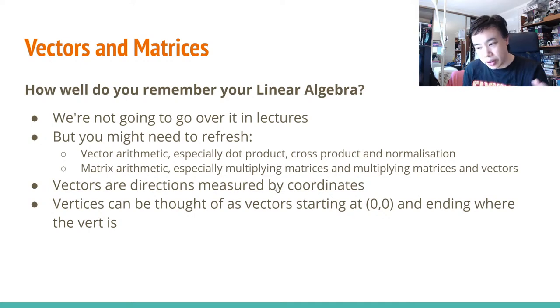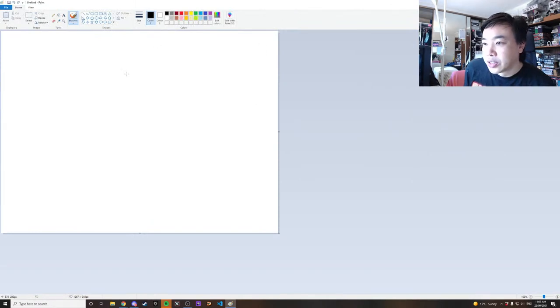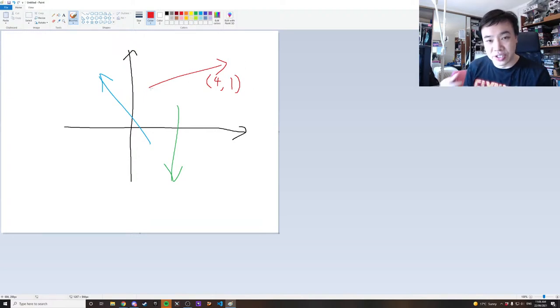So vectors we can think of as directions measured by coordinates. I'm going to need my Microsoft Paint, I think, for this stuff. So if I have a coordinate system like so, these are all vectors. They're all basically directions. So each of these is going to have a set of coordinates for how far they are going in a particular direction. And so this one here might be going, for example, I don't know, I'm just making up the coordinates here. It's like 4 across and 1 high. So its x coordinate is 4 and its y coordinate is 1. And this is just a two-dimensional vector space here.